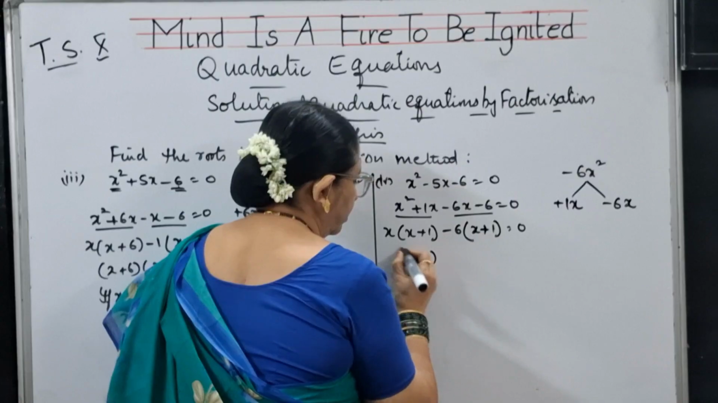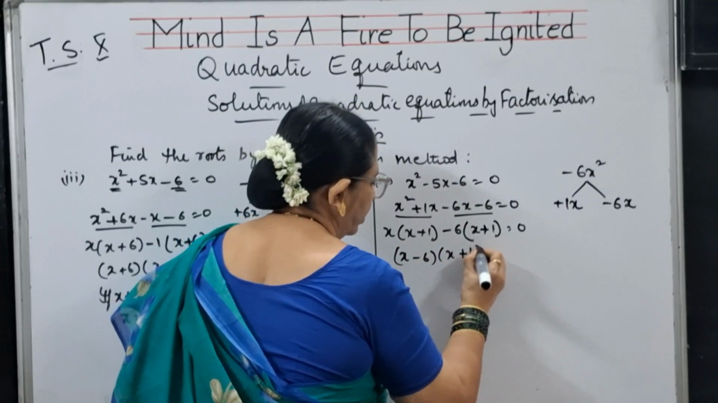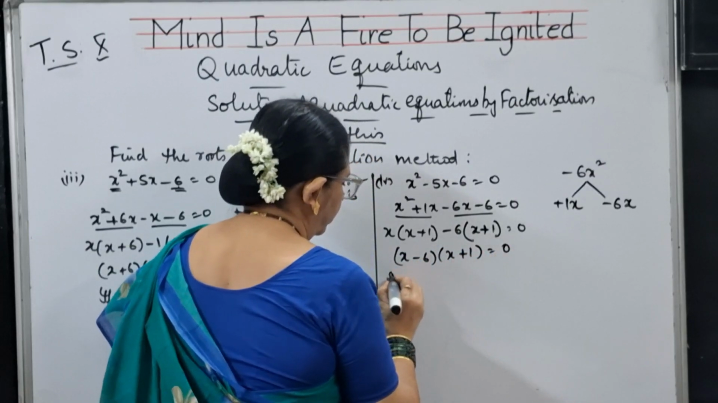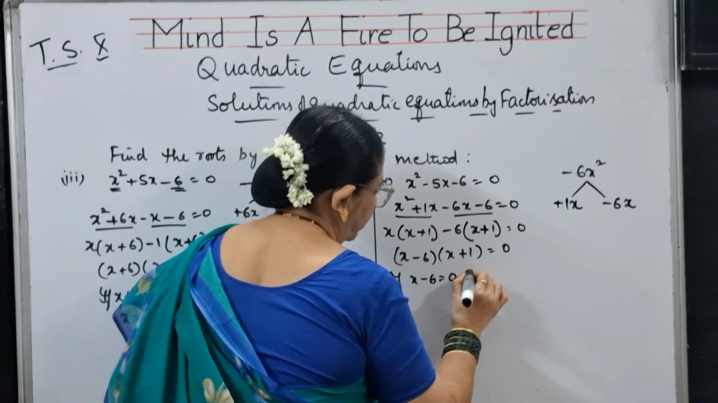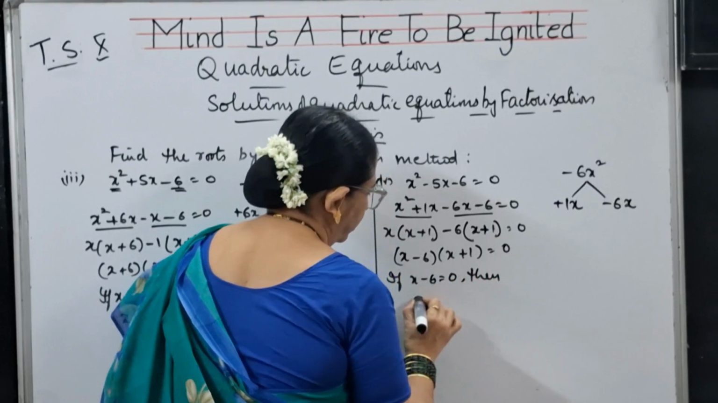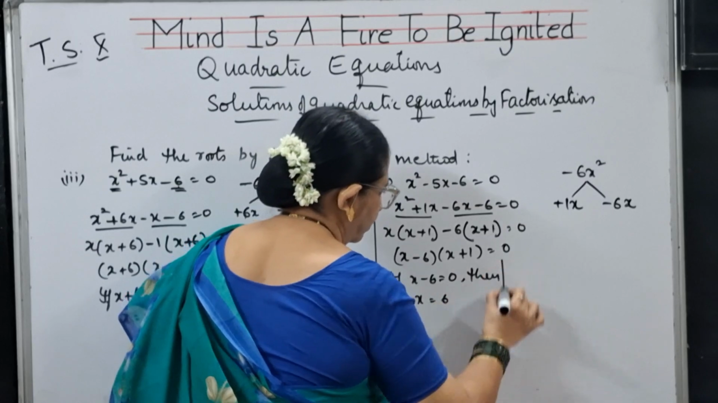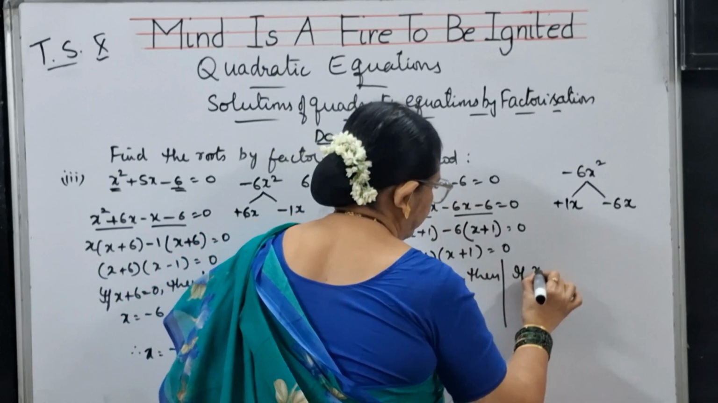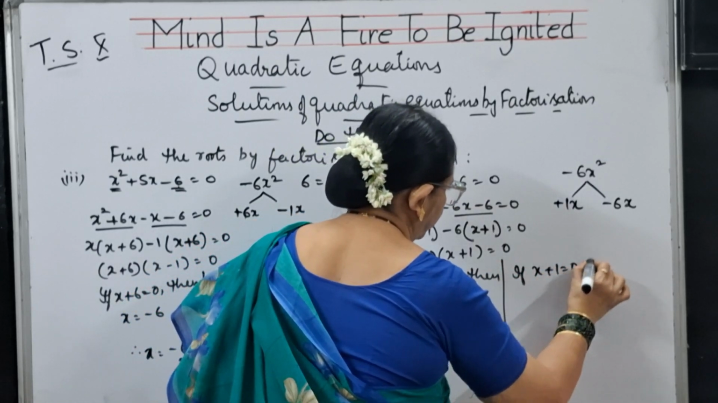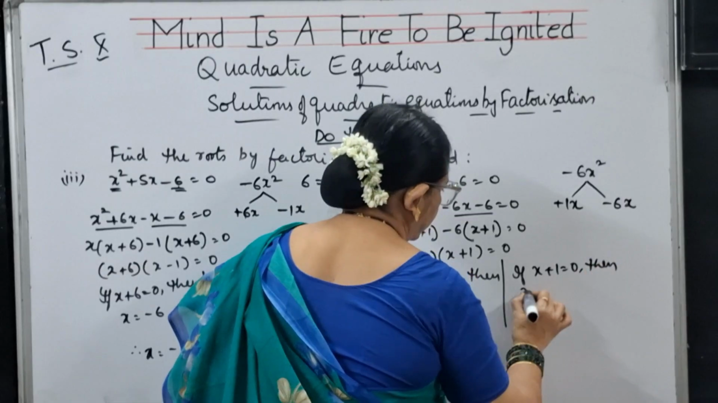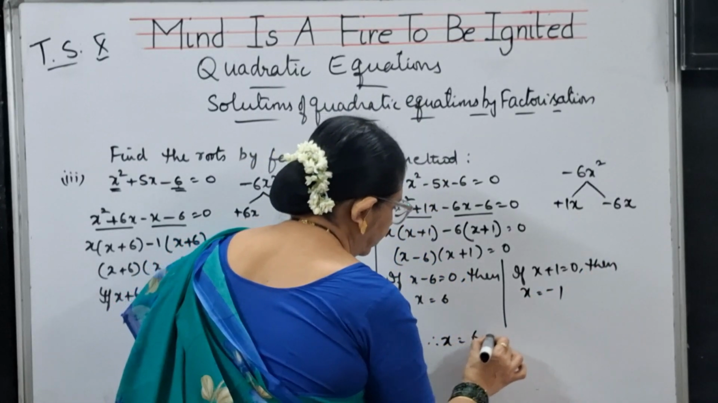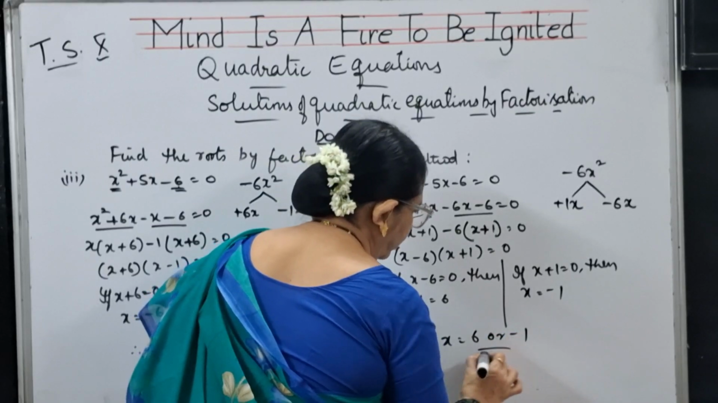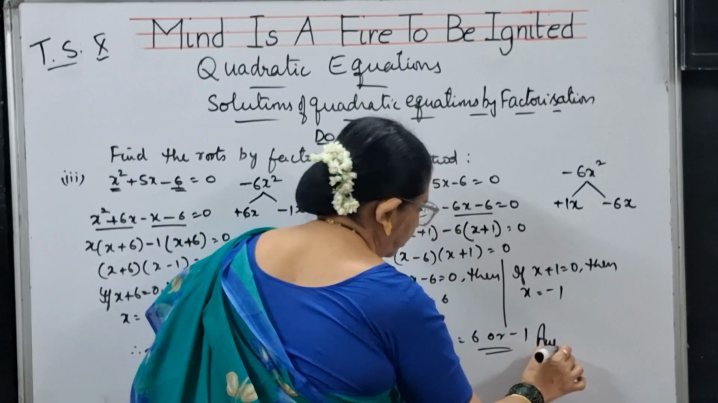x minus 6 into x plus 1 is equal to 0. If x minus 6 is equal to 0, then x is equal to 6. If x plus 1 is equal to 0, then x is equal to minus 1. Therefore, x is equal to 6 or minus 1. These are the answers, children.